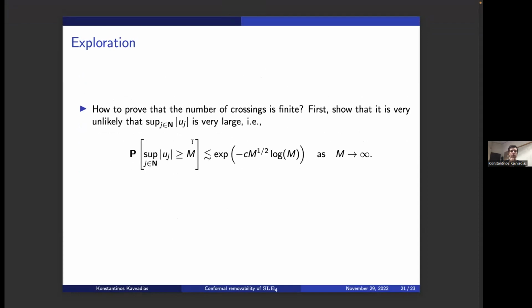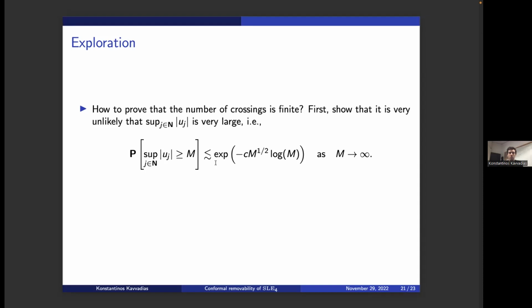Okay, so how to prove then that the number of crossings is finite? The first part is to show that it is very unlikely that we discover a crossing, a level line, a crossing actually with height very, very large. So in other words, the probability that we discover a crossing of magnitude at least m is at most a constant times this exponential as m tends to infinity. Of course, I do not think that this is the optimal behavior, but it's more than enough for what we need, because here we have a very strong decay.